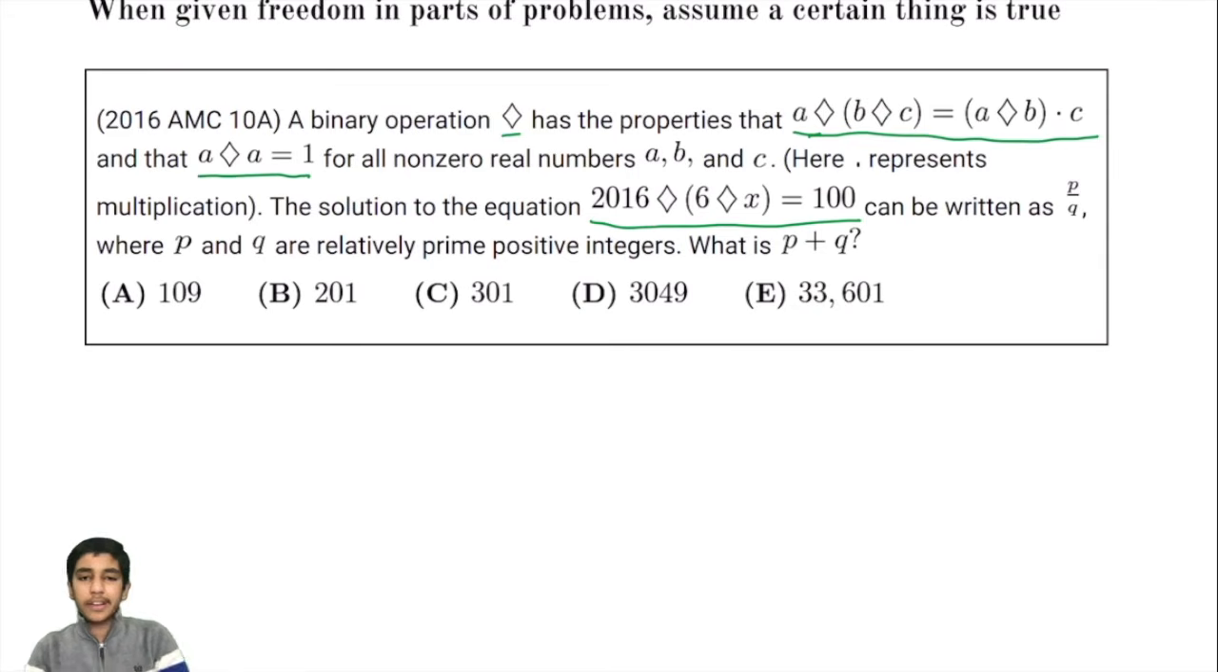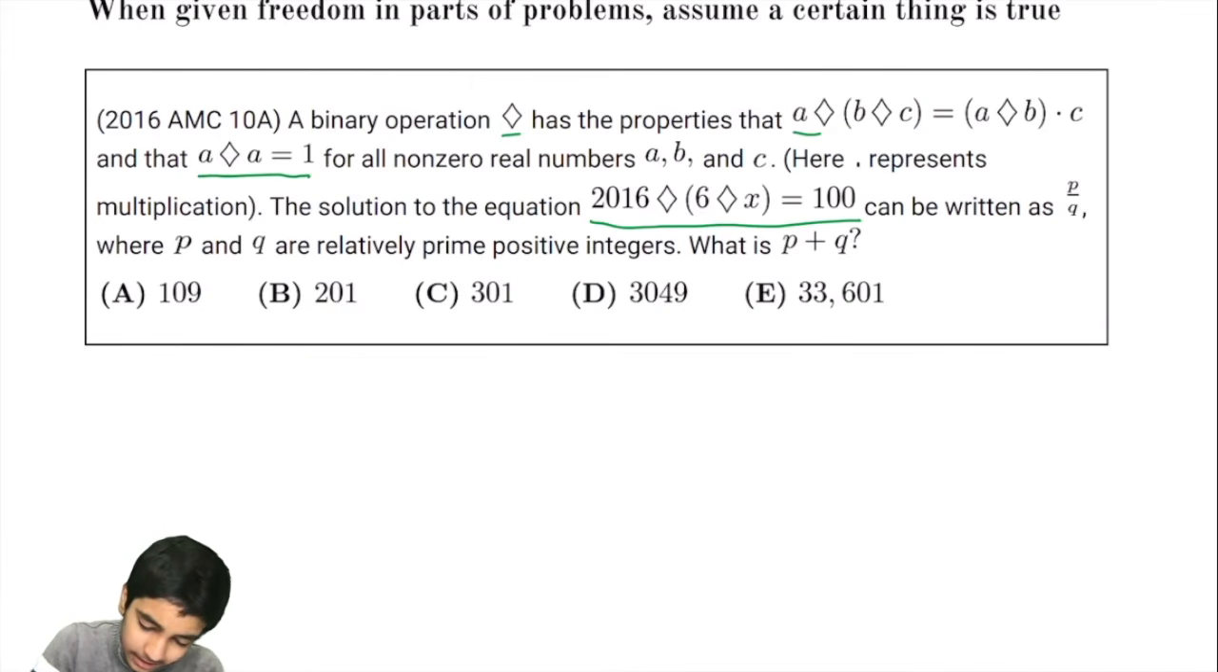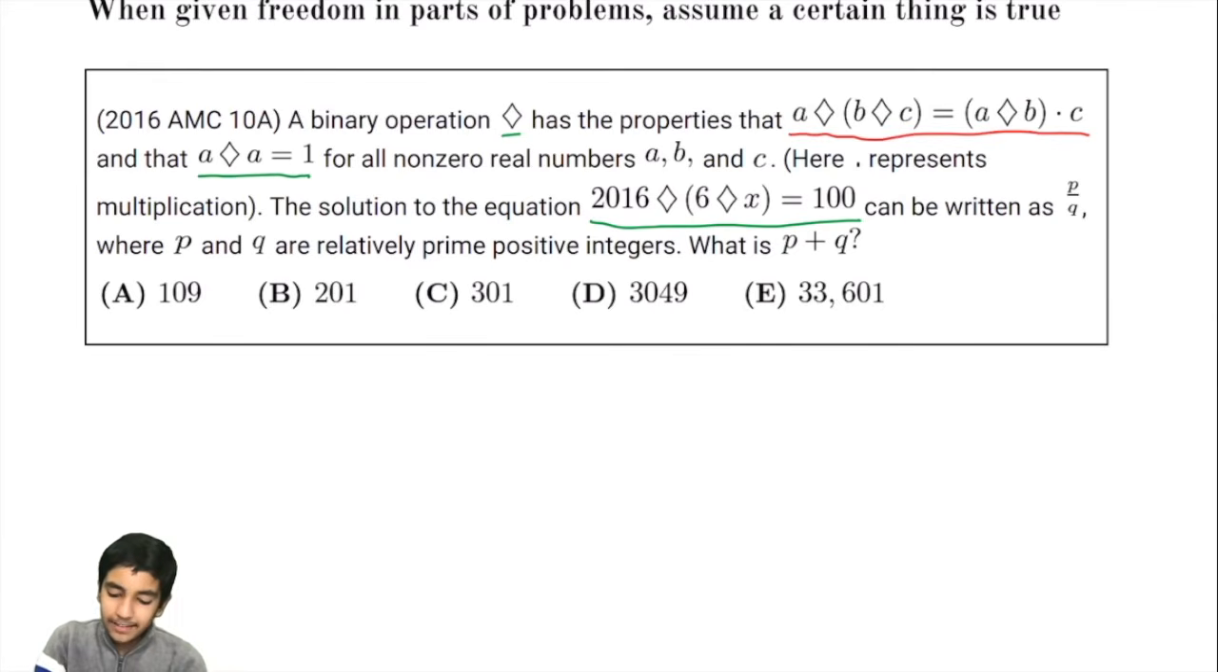So what do we know here? We know that A diamond A equals 1. That seems strangely familiar to division, because A divided by A is also 1. So maybe the diamond sign is just division, right? But then if it's division, does it satisfy this second property here? That's the next question we're going to ask. If it's division, will it satisfy this property? Well, let's say it's division. Let's check if it works.